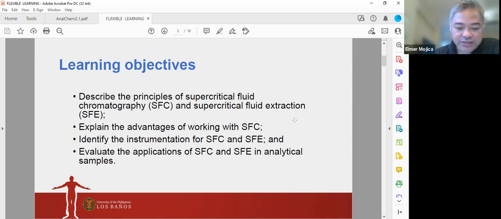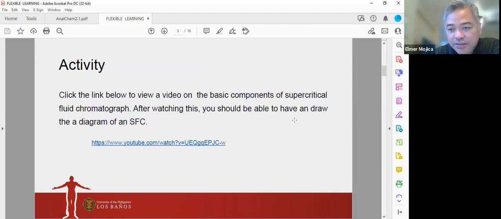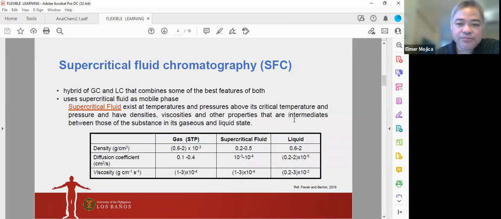in analytical samples. Okay, so when we're talking about supercritical fluid extraction, this is just where the mobile phase is a supercritical fluid. Okay, and to understand the basic components of the supercritical fluid chromatograph, I would suggest you watch this video. Okay, now we go first to the definition of the supercritical fluid.